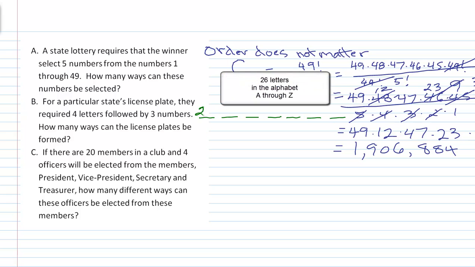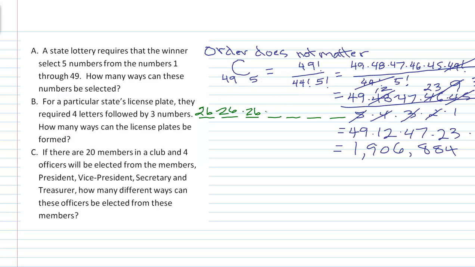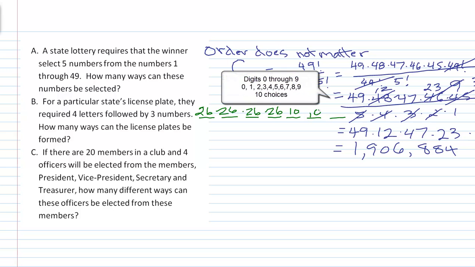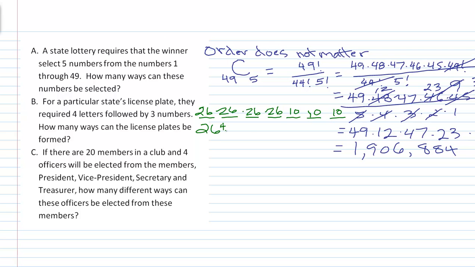So you've got 26 choices times 26 choices times 26 choices times 26 choices times 10 choices, 10 choices, and 10 choices. And we're saying that each of the choices can be repeated, and we're saying that order does matter. So this is actually the fundamental counting principle. You can multiply this out on your calculator. 26 to the 4th times 10 to the 3rd. 456,976,000 license plate choices.